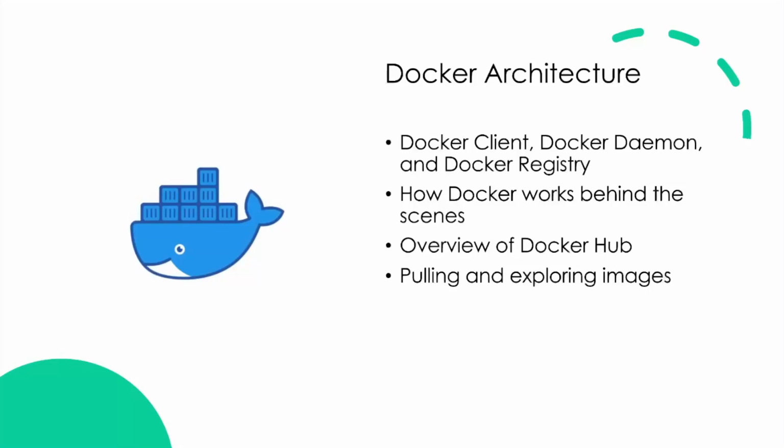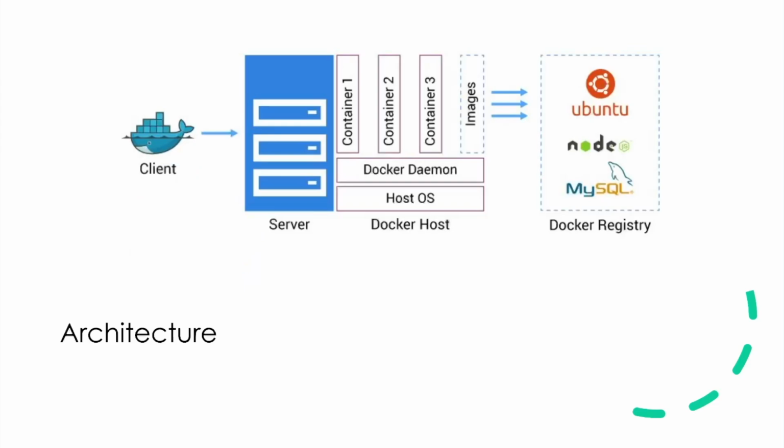So today we will be discussing the next most important thing, that is Docker architecture. We will be discussing Docker client, Docker daemon and Docker registry, how Docker works behind the scenes, and an overview of the Docker Hub, the containers, the registries, the pulling and exploring images. Okay, so let's go to the next slide. That is here. With this slide I'll be demonstrating how it works.